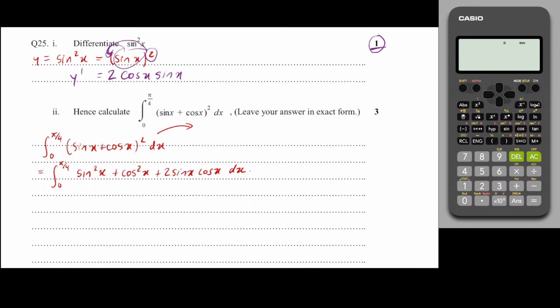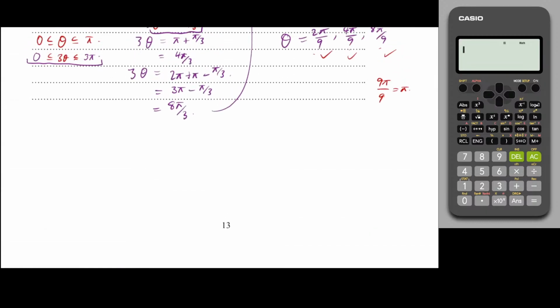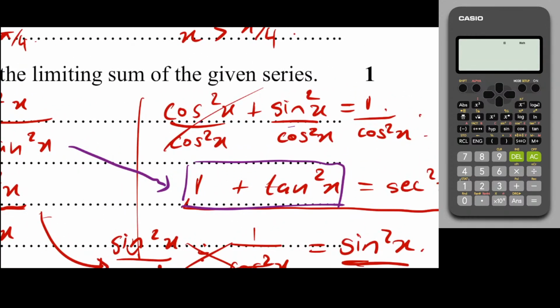Now looking at this, I can see a trigonometric identity in here, and we talked about this one before. So if I go back up here, sine squared x plus cos squared x. If I zoom in, it's this one here.